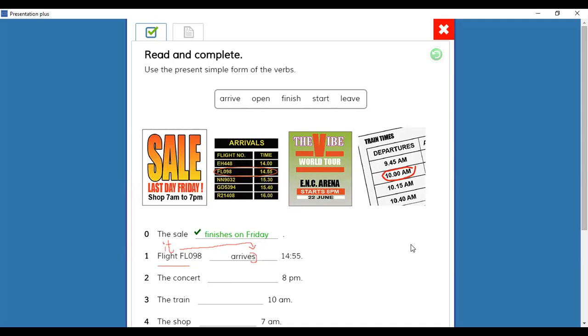Okay, what about the concert? It says concert, The Vibe. Starts. Perfect. So the verb is starts. So can you see the intention here? The concert starts at 8. It's not 8 now. Maybe right now it's 5 o'clock. But the concert starts at 8. It's in the future. But this is in a timetable. Can you see the idea, people, in this?